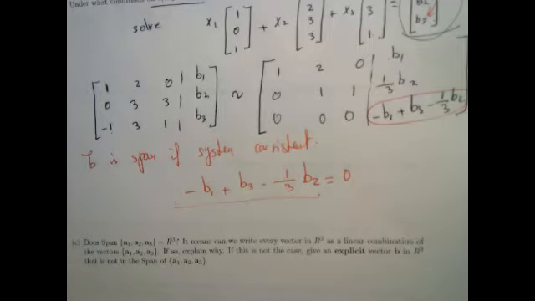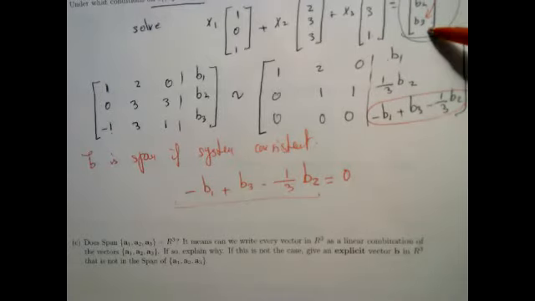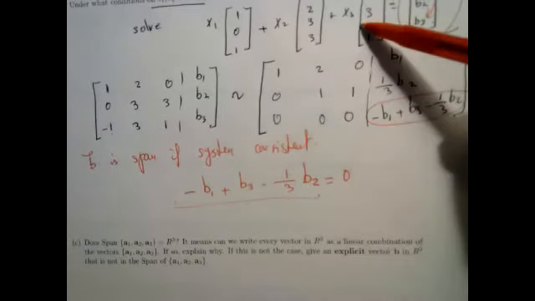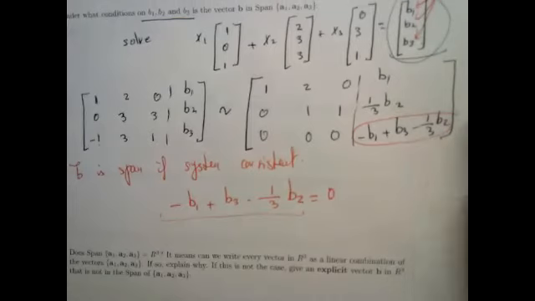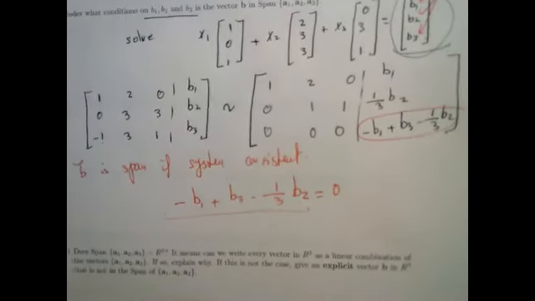So it means not every vector can be written as a combination of the 3 vectors. Not every vector, not everything I throw at you will do. The vector should satisfy this condition.